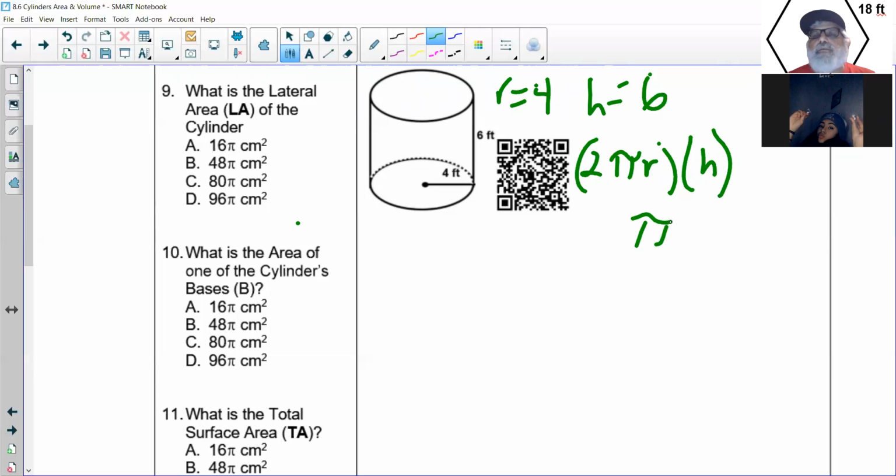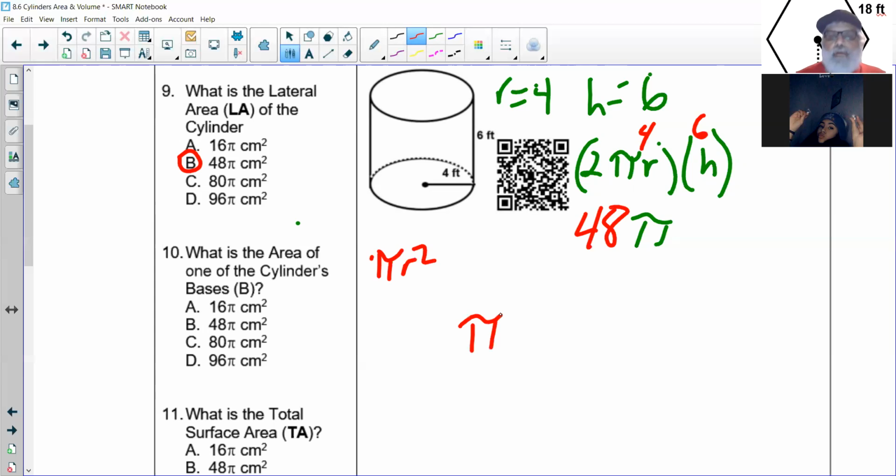12 times the radius, so 12 times 4, 48. And then the area of the base is pi r squared, 16. Correct.